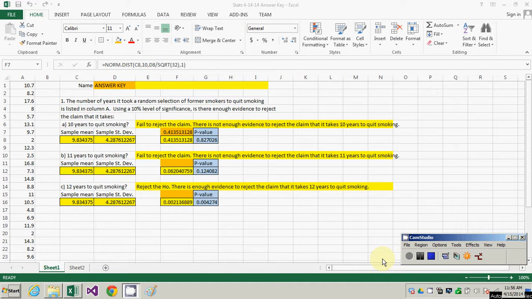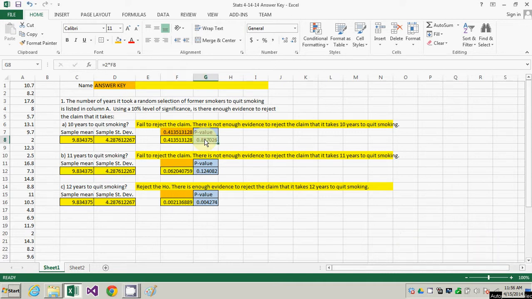0.413513128. Okay, but that's only the area in one tail, so in order to answer the question, find p-value, we have that value doubled, and that's being completed in cell G8. And as you can see, it's just double the value in the cell F8. And because that's not even close to being less than 10%, as stated as the level of significance in the problem up above, we fail to reject the claim. There is not enough evidence to reject the claim that it takes 10 years to quit smoking.